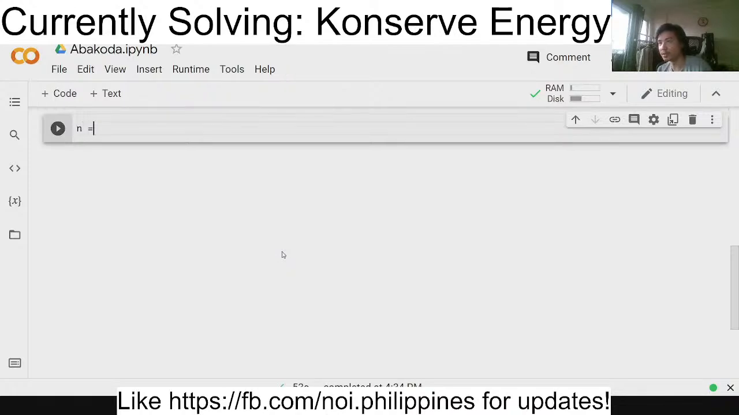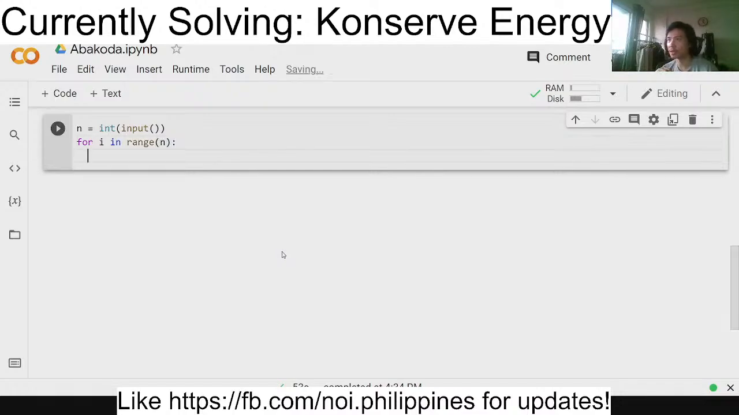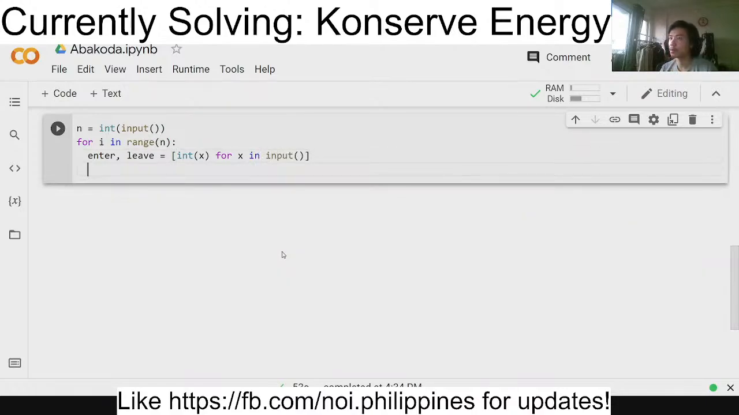Okay, so first thing I want to do is read the input like before. Then what? I'm gonna have an enter time and leave time for person I. And I want to collect those events somehow, right? So what do I do?